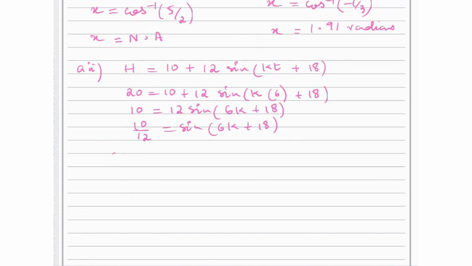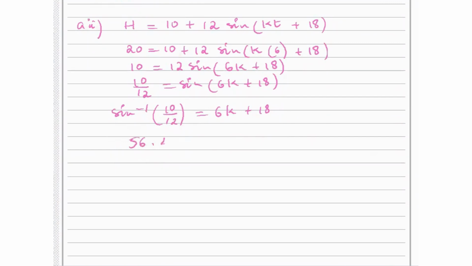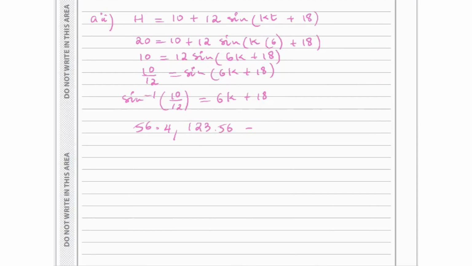Then we take sine inverse of 10 over 12, which is going to give us a value of 56.44. Sine is positive in the second quadrant as well, so we're going to subtract this from 180, which gives us another angle, which is 123.56.